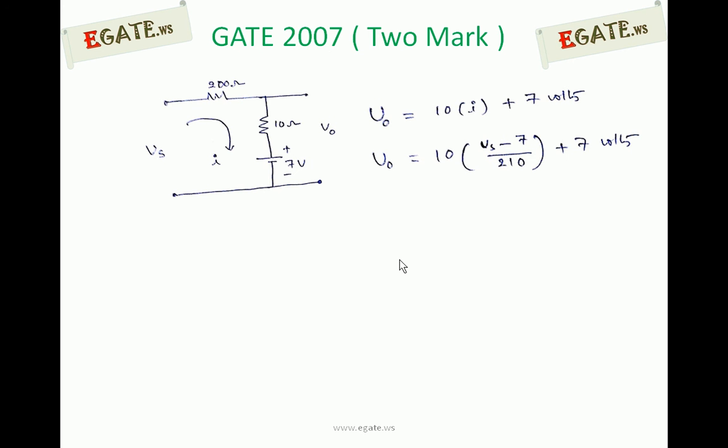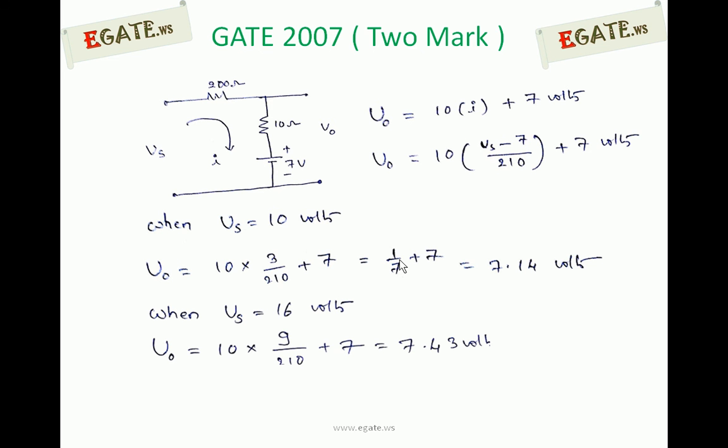Now we have to calculate: if V input is equal to 10 volts, what will be the output? If V input is equal to 16, what will be the output? So when Vs is equal to 10 volts, V0 is 10 into 3 by 210, since 10 minus 7 is 3, plus 7. So it is equal to 7.14 volts. Whenever V input is 10 volts, the output voltage is 7.14.